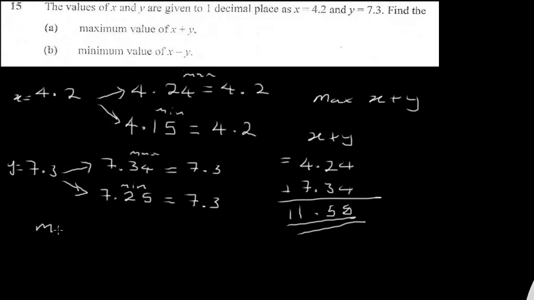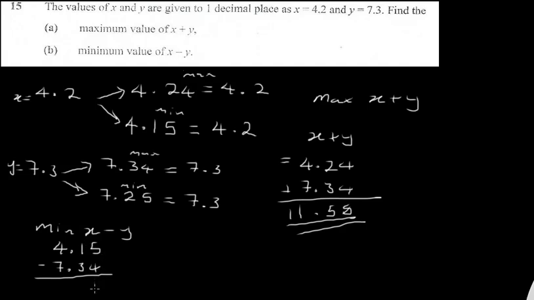And for the minimum value, minimum of x minus y. So for us to get the lowest value of x minus y, we would have to get the minimum value of x, right? Subtract the maximum value of y. So we'd have 4.15 minus 7.34, and that will give us the minimum value of x minus y.